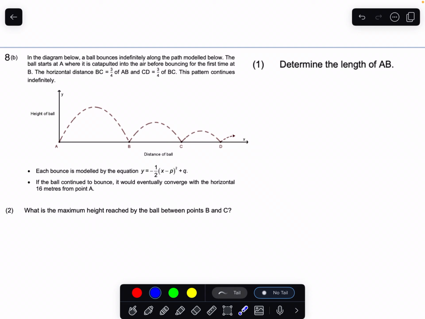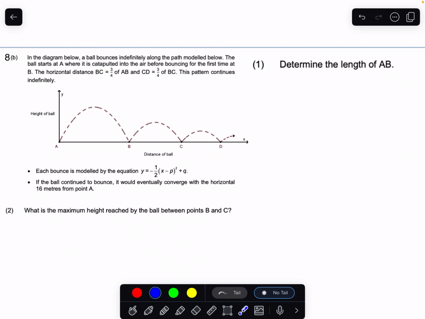If the ball continued to bounce, it would eventually converge with the horizontal 16 meters from point A. Converge is such an interesting word because it makes me feel like it would just roll after the 16. But technically, if the pattern is continuing indefinitely, it would just be very small, indiscernible bounces. Is that what rolling really is? This is where the physics people need to come in.